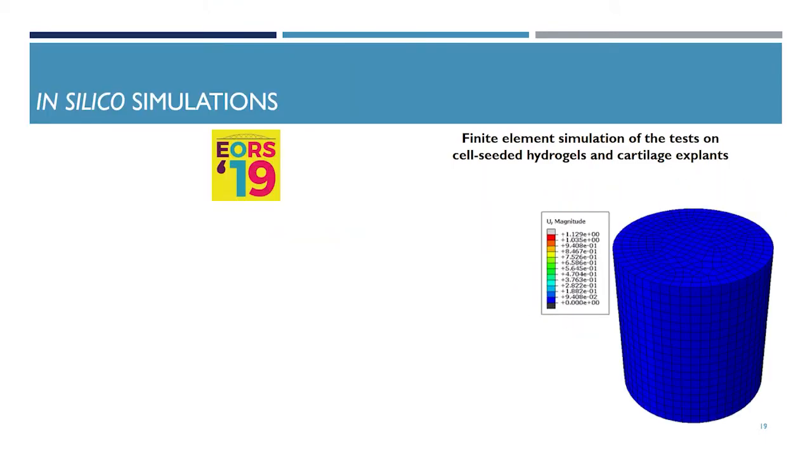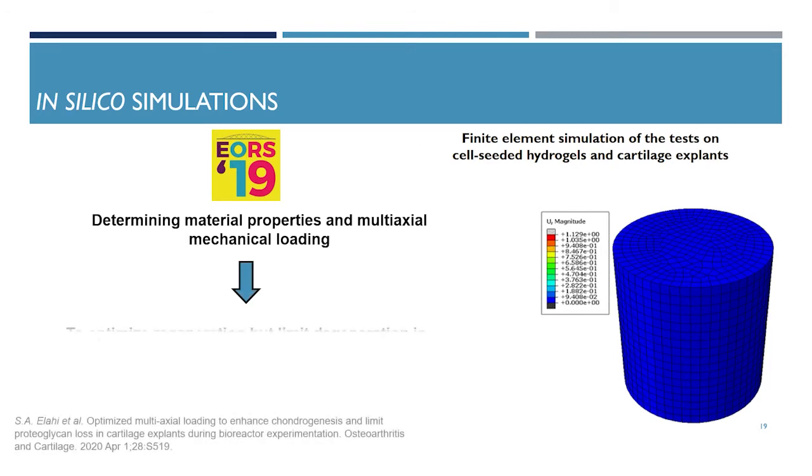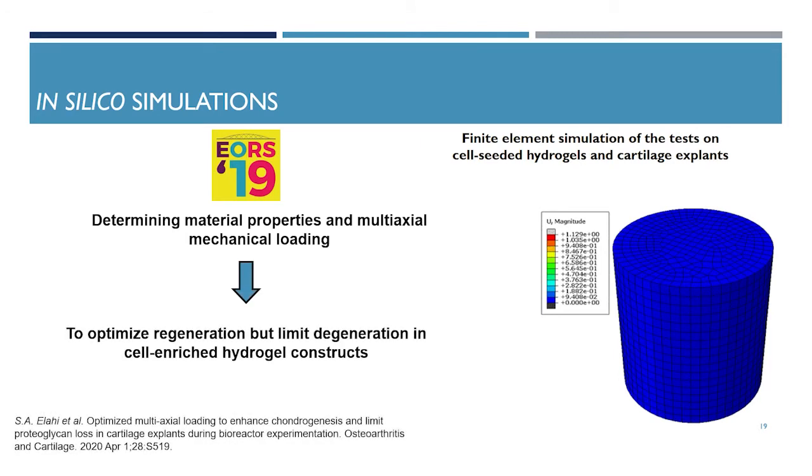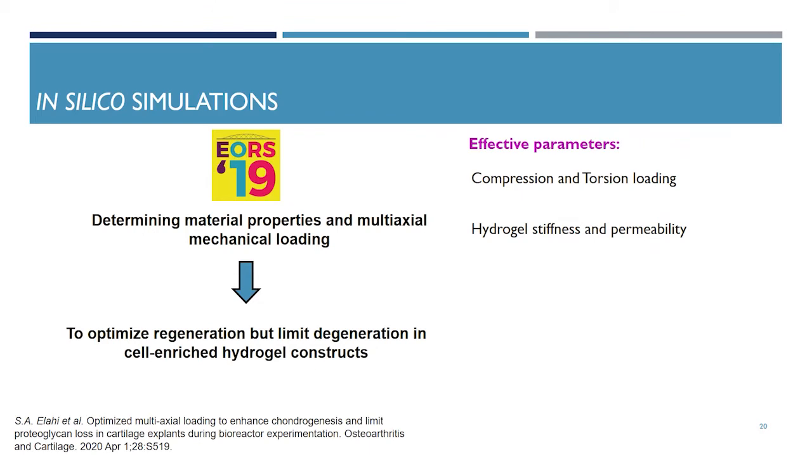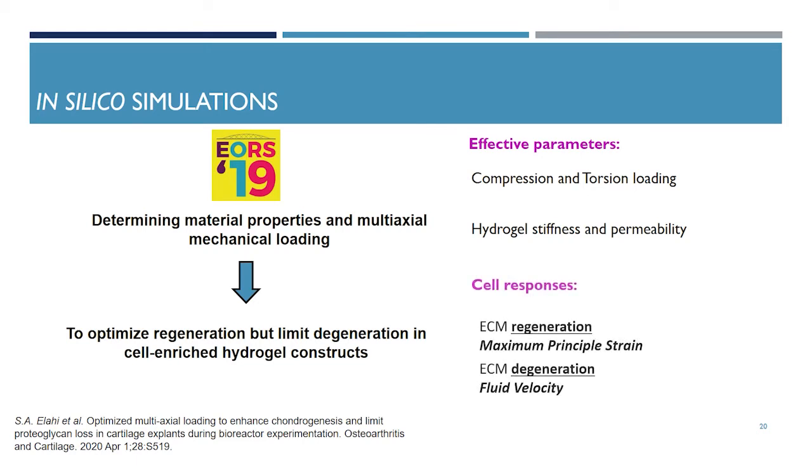Furthermore, we can use these models to generate insights to determine the loading protocols and the hydrogel material properties in order to optimize regeneration and limit the degeneration in cell-seeded hydrogels. More specifically, using the in silico approach, we studied the effect of different compression and torsion loading protocols as well as the stiffness and permeability of the hydrogels. We varied these parameters in a predefined range and evaluated their effect on ECM regeneration and degeneration in terms of maximum principal strain and fluid velocity.